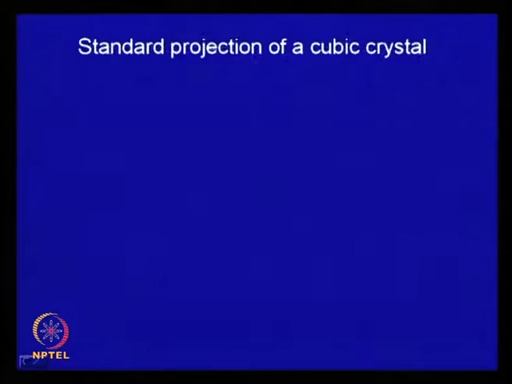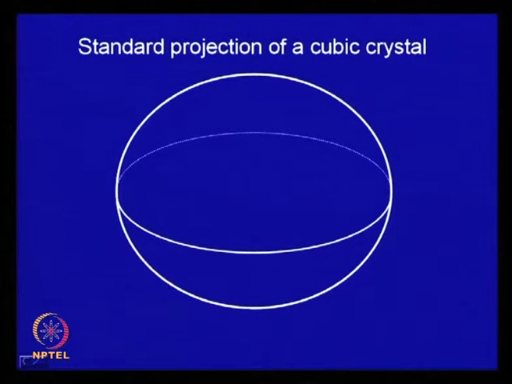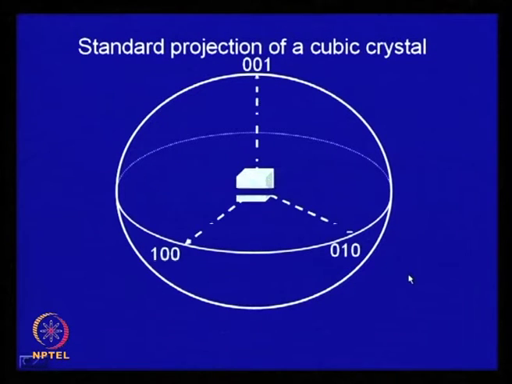Now, we very often use standard projections of certain crystals. We will mostly concentrate on cubic crystals, and let us try and understand how we construct the standard projection of a cubic crystal. This is illustrated here. Imagine this is a reference sphere. Place a crystal at the center. The crystal is very small with respect to the reference sphere. These are the crystallographic axes, and we will try to construct the 001 standard projection.